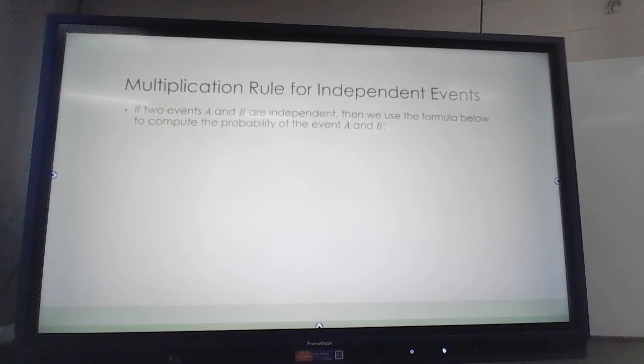Okay, so when we talk about 2 events A and B, and we're trying to compute the probability of A and B, we use multiplication. So here's the multiplication rule if 2 events are independent. All you're doing is calculating the probability of A times the probability of B. This is for an "and" probability, okay?